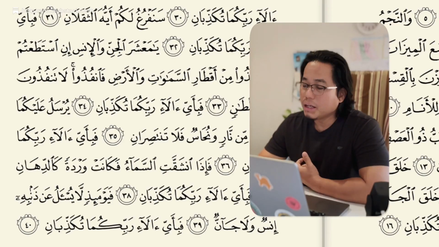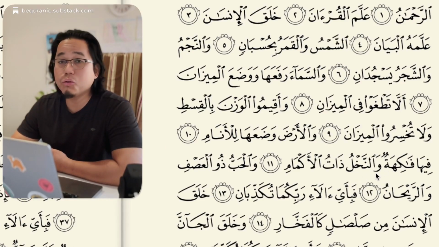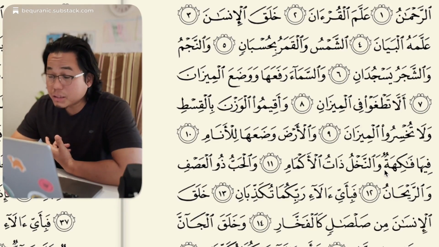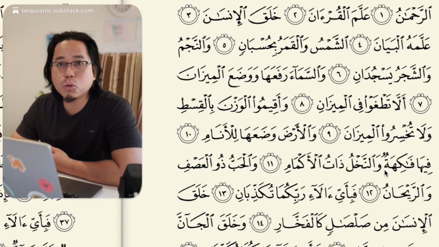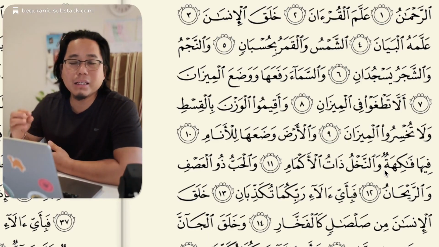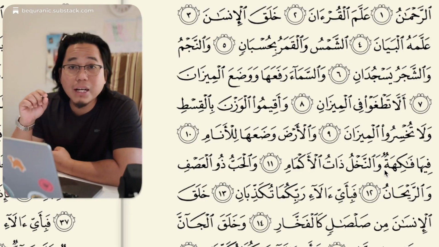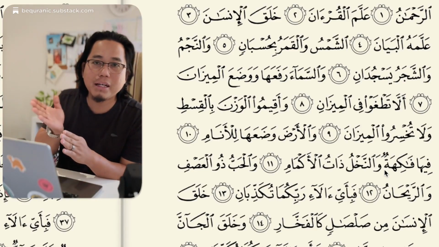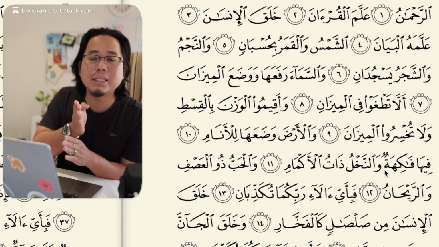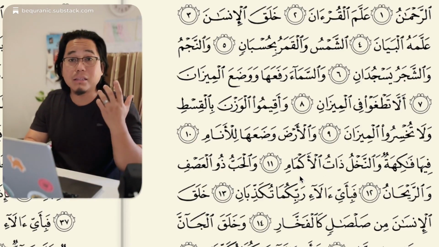Now let's find an example of idgham bi ghunna. Ayah 11. فيها فاكهة والنخل. Because this is idgham bi ghunna, you read it فاكهة والنخل. The sound of the nun, the n at the end, disappears, fully merged into the waw. فاكهة والنخل ذات الأكمام. Right, so that is idgham.